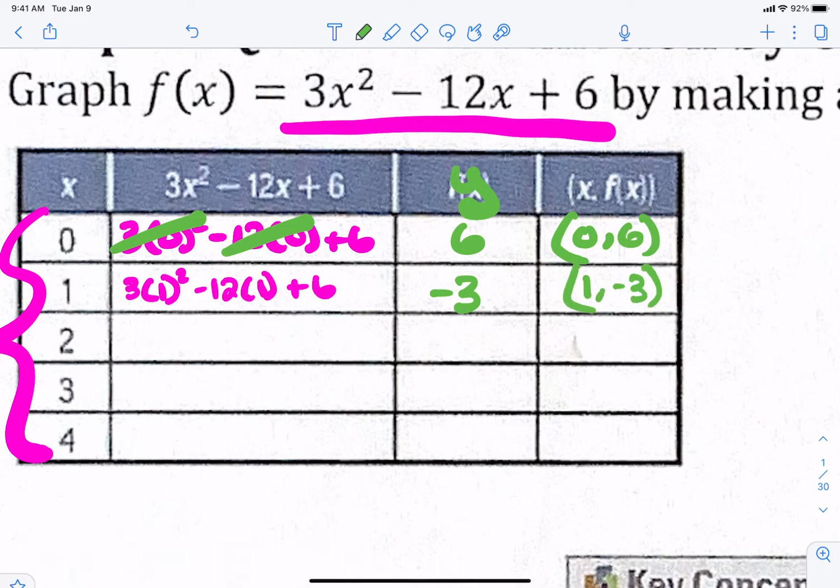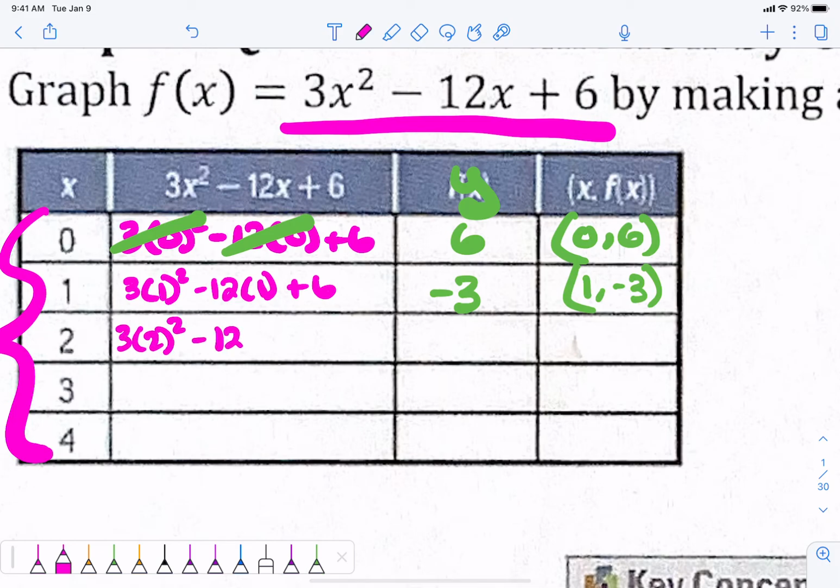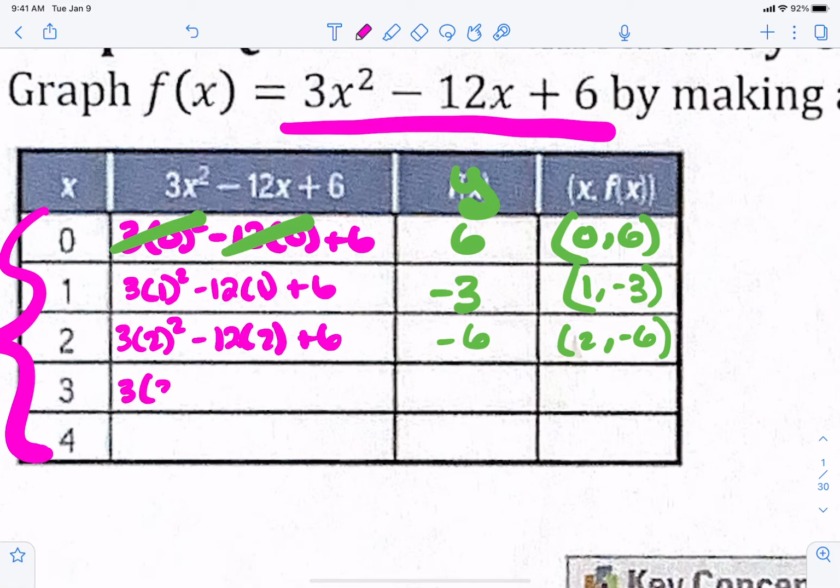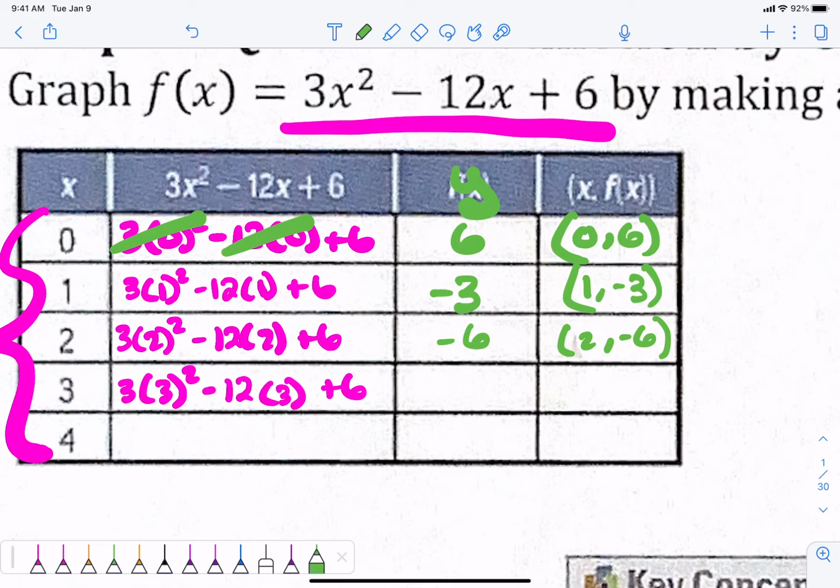All right. Now we're going to plug 2 in. And 3 times 2 squared minus 12 times 2 plus 6. And you got negative 6. Great. They're doing all this work for us, which is fine. 2, negative 6. Now 3, we plug 3 in, so 3 times 3 squared minus 12 times 3 plus 6. 9, 27. Yeah, it is negative 3. Okay, now at this point, this is 3, negative 3.